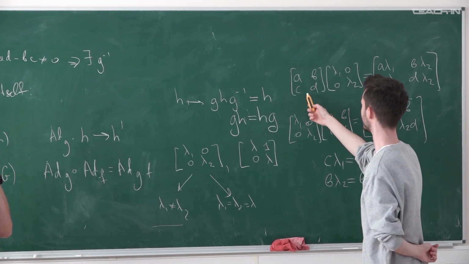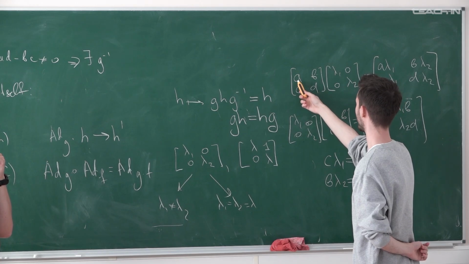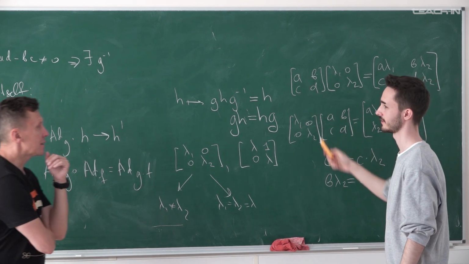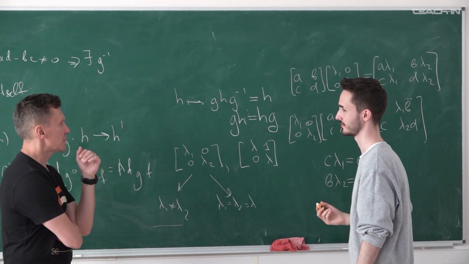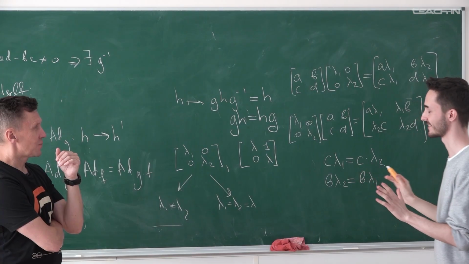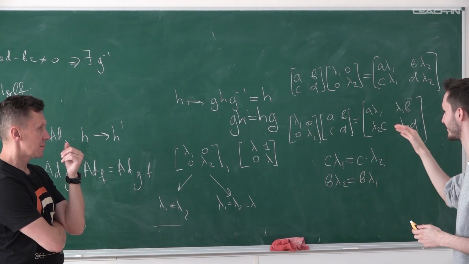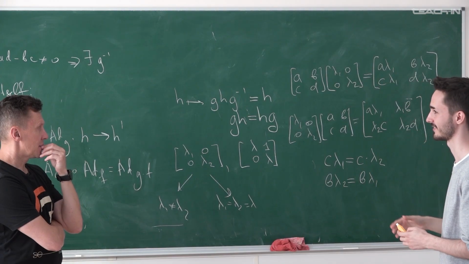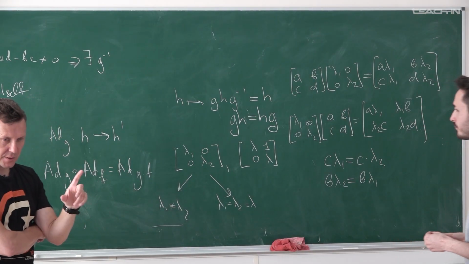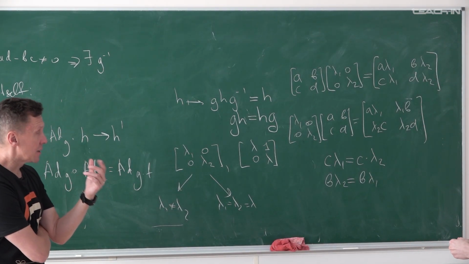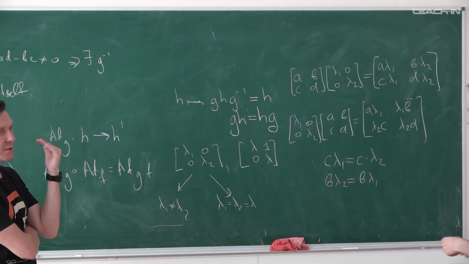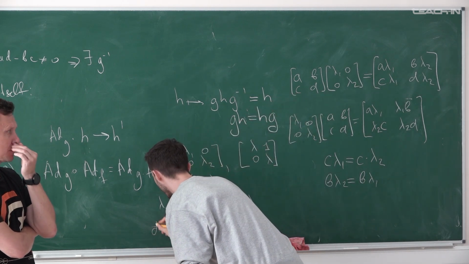So it's a diagonal matrix with two different elements. I thought diagonal means that all elements are the same. No, it's just diagonal. Yes. So if you fix a matrix which is diagonal with different eigenvalues, all matrices commuting with it are just all diagonal matrices. Okay.